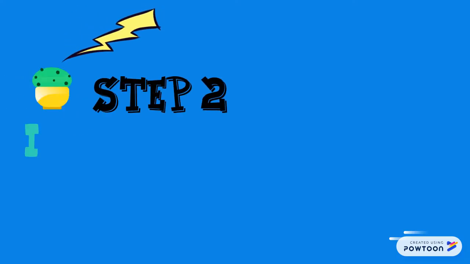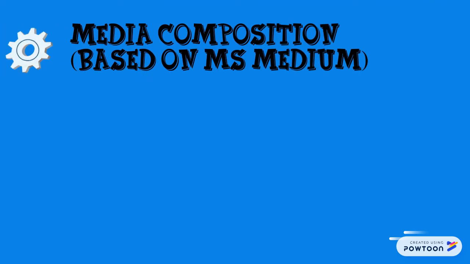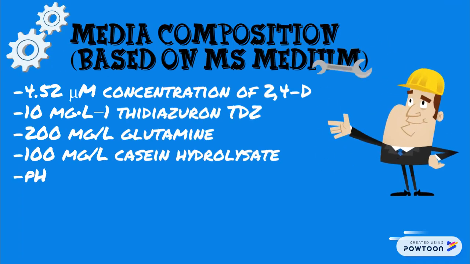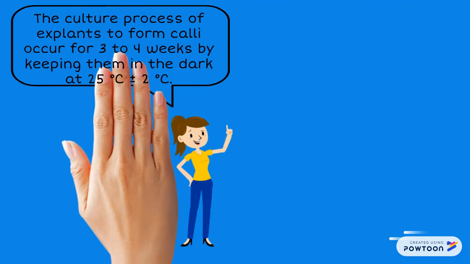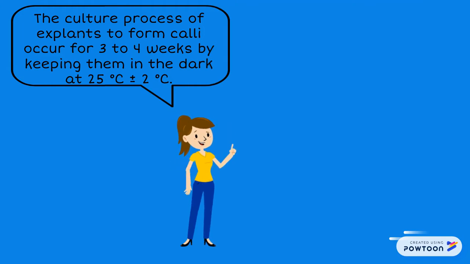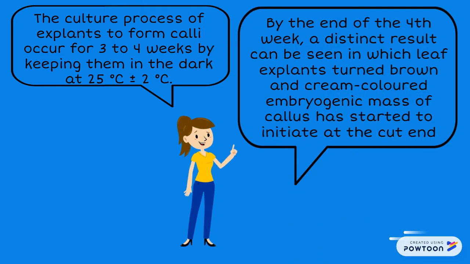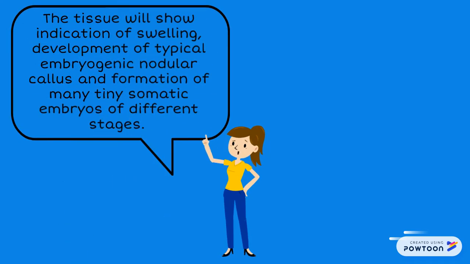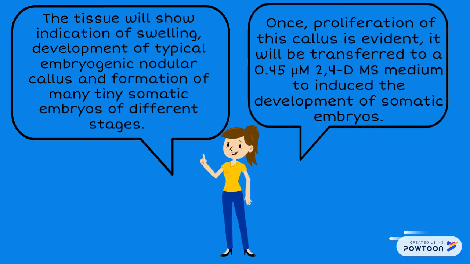Secondly, the somatic embryo is introduced. Media composition listed below is based on MS medium. The culture process to form callus occurs by keeping explants in the dark at 25 degrees Celsius. By the end, explants turned brown and cream-colored callus is initiated. The tissue shows indication of swelling, development of nodular callus and many tiny somatic embryos. The callus will be transferred to MS medium.